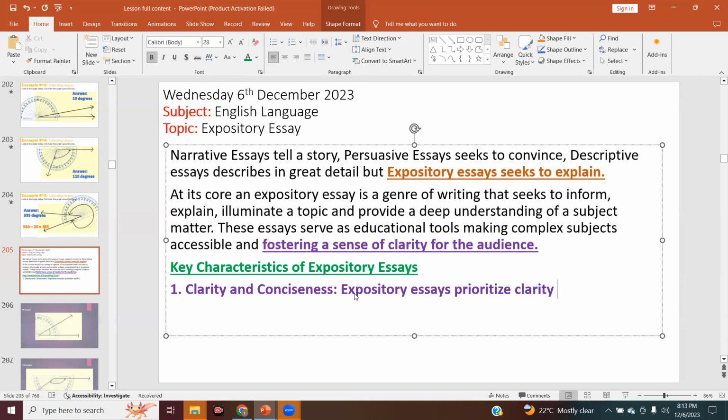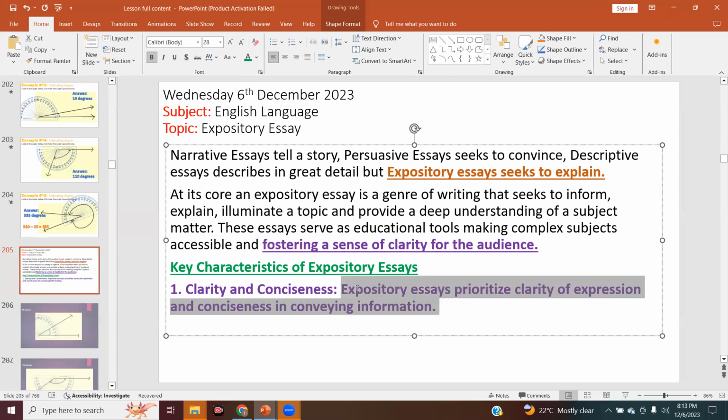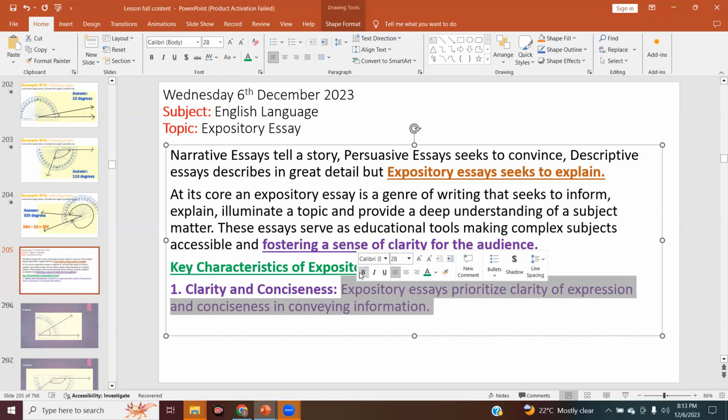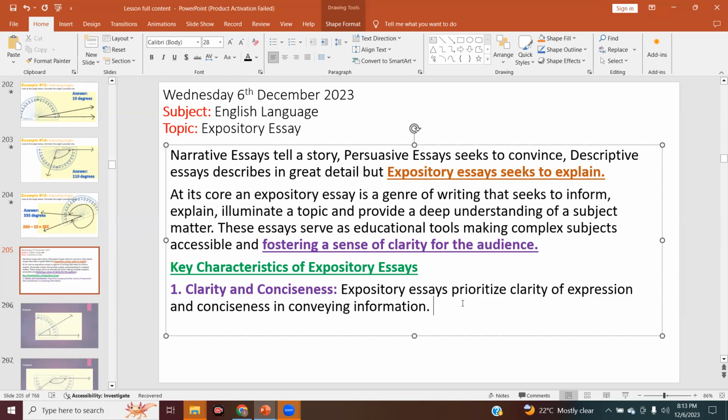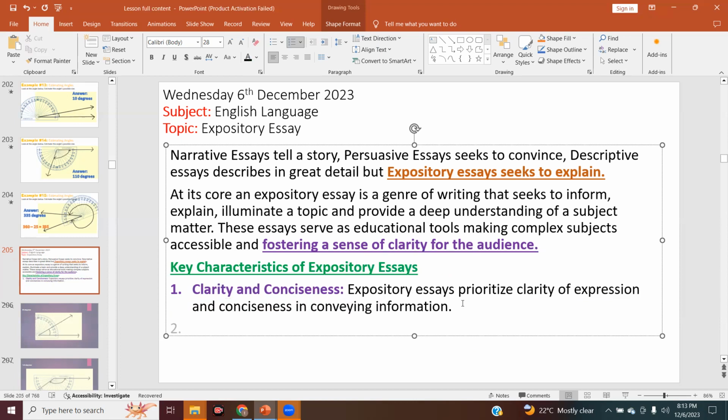So expository essays prioritize clarity of expression and conciseness in conveying information. So you have to be straightforward. Writers in expository writing try to aim for saying it in the way that is most clear. So they try to present complex ideas in a straightforward manner, avoiding any unnecessary embellishment.